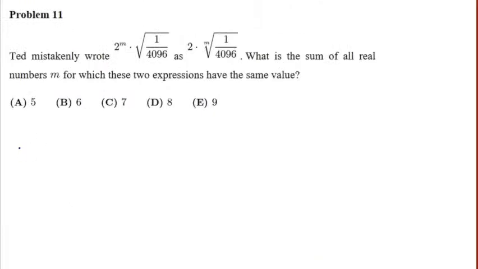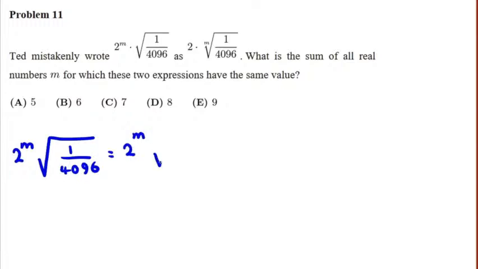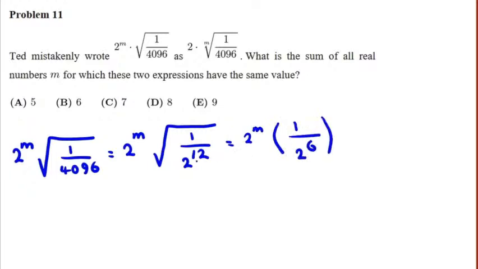Okay, so the first term, 2 to the m times the square root of 1 over 1496, they should be equal. Let's simplify this. It will be 2 to the m times the square root of 1 over 1496. It's good to memorize powers of 2 up to 2 to the power of 16. If you calculate this, it will be 2 to the power of 12. And because here we have a square root, it will be 2 to the m times 1 over 2 to the 6. You should divide the power by 2 because we have a square root. And then it will be 2 to the m minus 6.